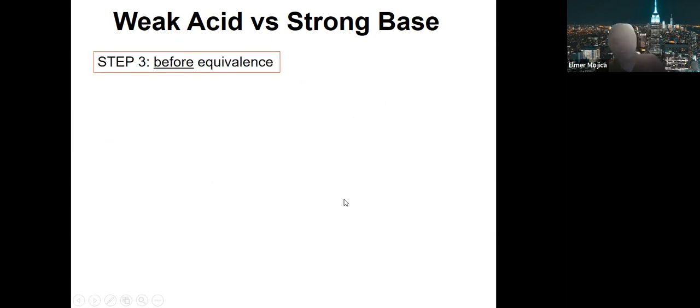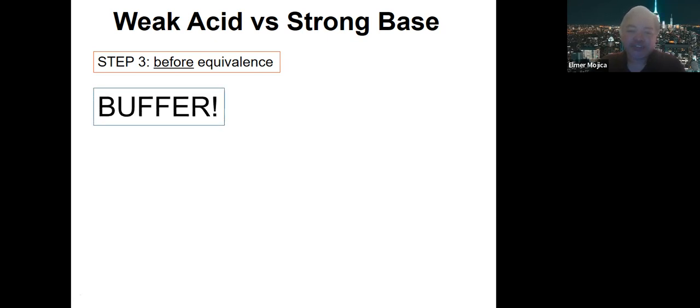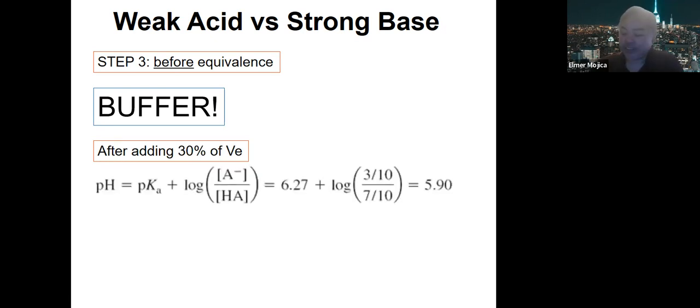And then before the equivalence point, whenever you add base before 10 ml, the calculation could be based on what we call the Henderson-Hasselbalch equation, which is the buffer. So let's say you add 30% or 3 ml of your volume's equivalence point, you just use the Henderson-Hasselbalch. So you have there the pKa and then the negative log. So if you add 3 ml, what will happen?